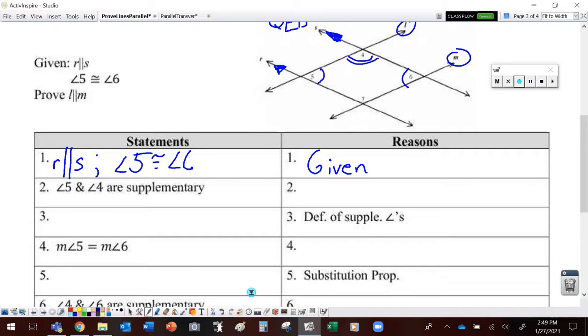Okay, now how would I know that angles 4 and 5 are supplementary? Well, take a look at where they are. Okay, angles 4 and 5 are both along this transversal L, and they're formed along these two lines here, R and S, okay? And if R and S are parallel, 5 and 4 are consecutive interior angles. Consecutive interior angles on parallel lines are congruent. So that's actually our reason. Consecutive interior angles on parallel lines are congruent, or are supplementary.